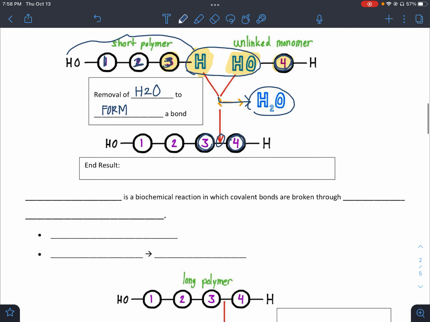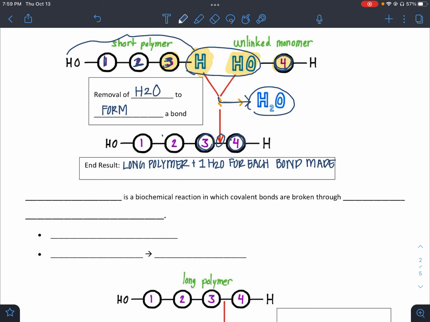So what's our end result here? Our end result is that we end up with a long polymer, okay, made up of those repeating monomers. And we're going to end up with one water for each bond made. Okay, so one water for each one bond made.